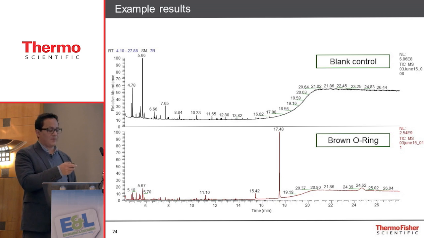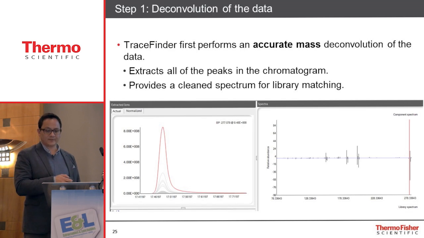So here's just an example of how the software works. Generally, you're running some kind of blank or standard or control with some internal standards. Here's just an example of our blank control from our O-rings, and one of the results. I think it's fairly clear to see that there were some extractables.